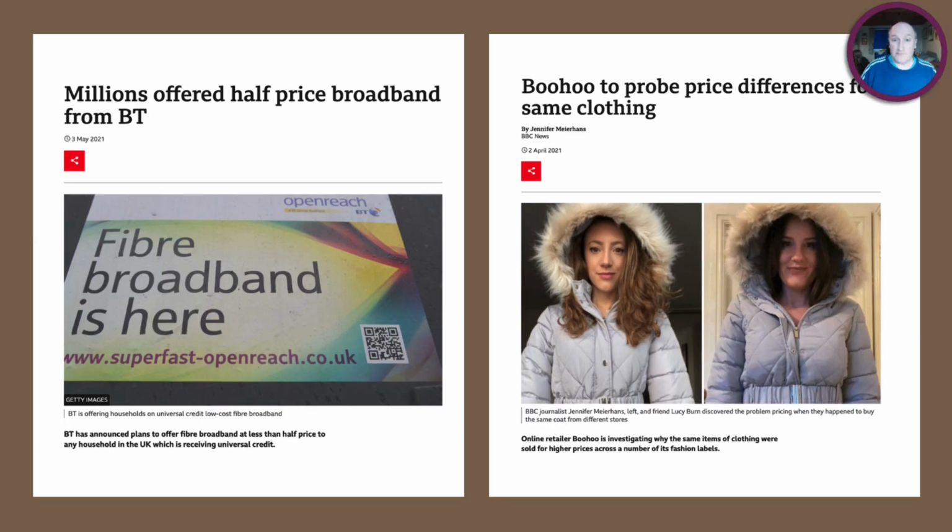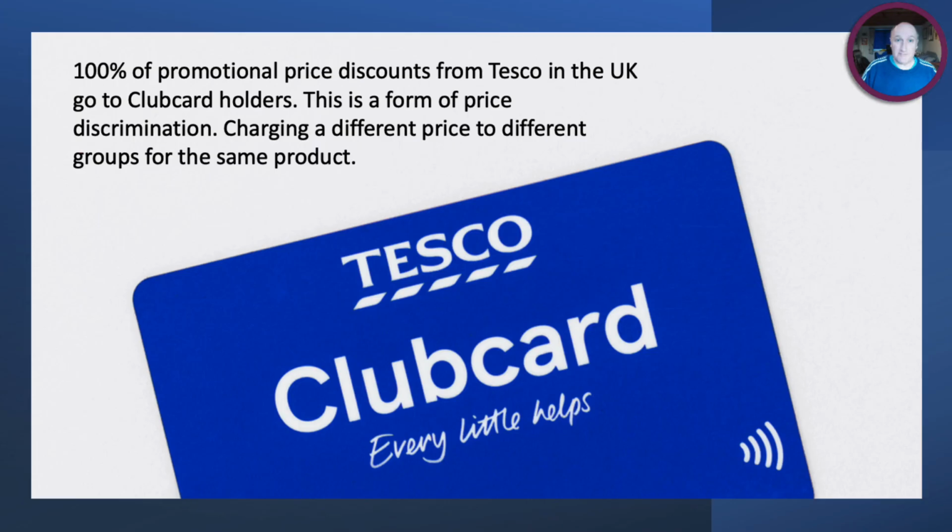Interesting discussion. Boohoo, 3 years ago now, were probed and found to be selling the same items of clothing, the same items, at higher prices across a number of fashion labels. A clear breach in many ways of competition policy, price discrimination in action.